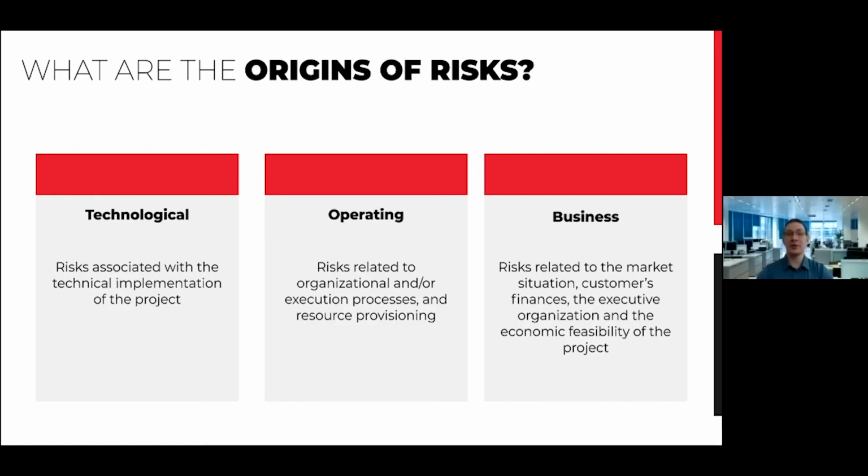Let's talk about where the risks are coming from. We can identify 3 main origins of risks. Technological. It's all the risks that are related with technological implementation of the project. Operating, it's all the risks related with organizational and execution process of the project. And business, that are related with market situation and relationship between the executing company and the customer.